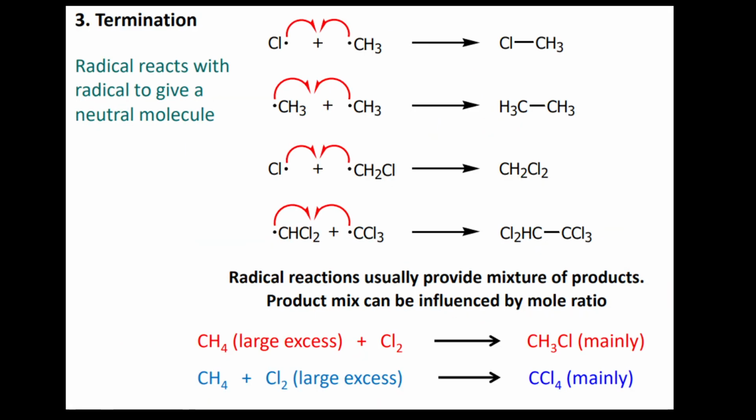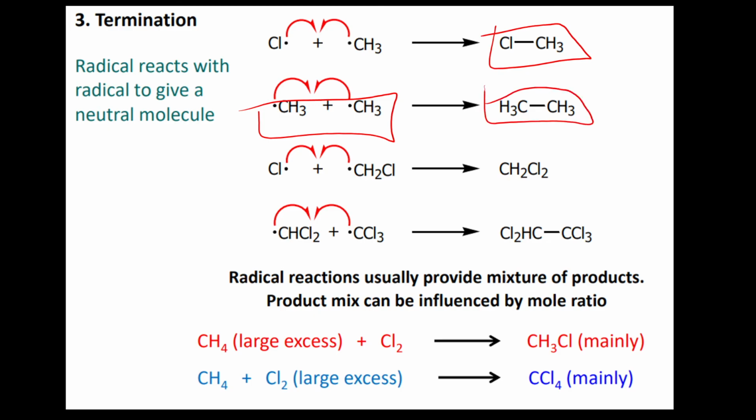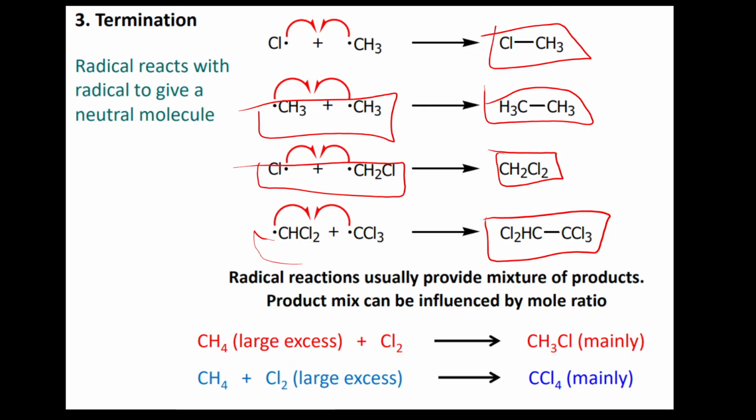Then you have termination steps. Radicals react with radicals to give stable molecules. So there are many ways in which they can be terminated. We could have a chlorine radical reacting with a methyl radical to give monochloromethane. You could have a methyl radical reacting with a methyl radical to give ethane. We could have a chlorine radical reacting with a chloromethyl radical to give dichloromethane, and you could have the same thing to give trichloromethane. Or in this case, this is not trichloromethane, by the way.